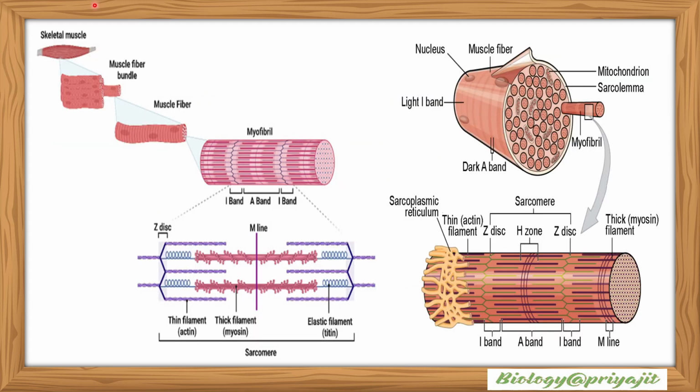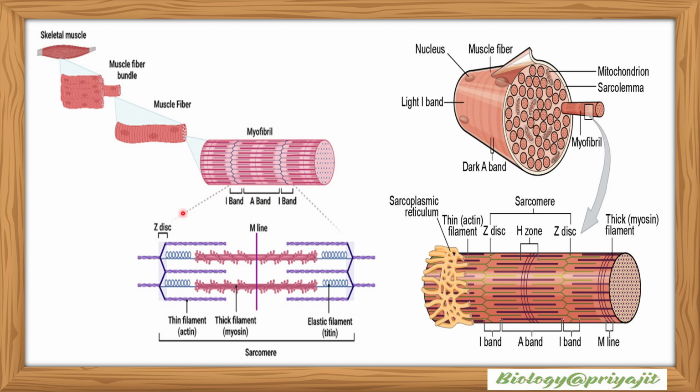This is the image showing the skeletal muscle. This is the muscle fiber bundle. This is the muscle fiber. It consists of myofibrils, and these are the myofilaments made up of actin and myosin protein. Actin is the thin filament, made of the I band, and the A band is made up of thick filament or myosin protein. This is another I band. In between two I bands there is an A band. I band is basically the isotropic band, and A band is the anisotropic band.